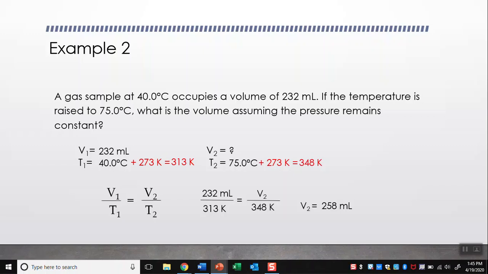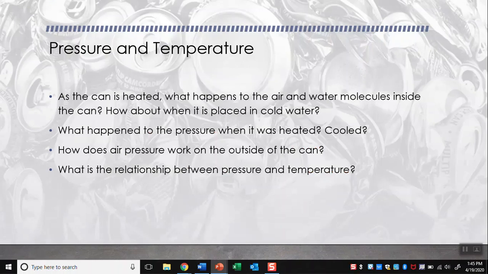All right? The next one we're going to look at is between pressure and temperature. And I'm going to show you another YouTube clip. It's going to use an aluminum can, and you'll see what happens to the aluminum can. And these are the 4 questions that I want you to think about. As the can is heated, think about what's happening to the air and water molecules inside the can.